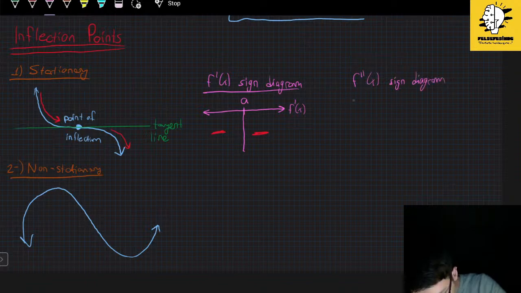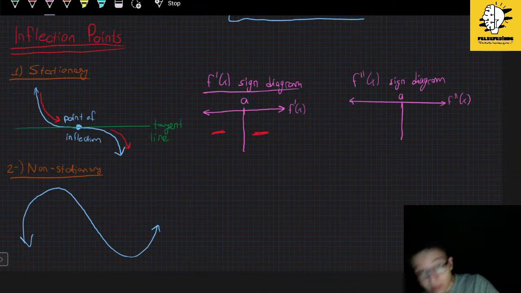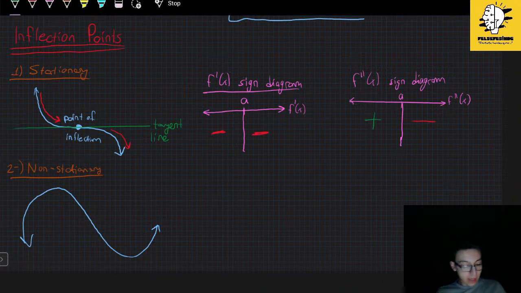I will draw another one very quickly. F second derivative x, and I will say this is point A. I will go on like this. Now, something important. This part is negative. This part is positive. Why? Again, you can see on the left hand side over here that it is concave up. However, above the point of inflection, it is concave down, because the tangent line is horizontal.